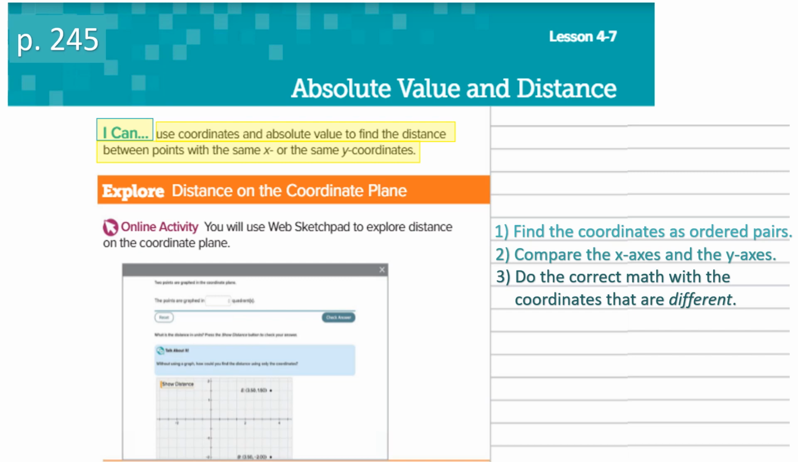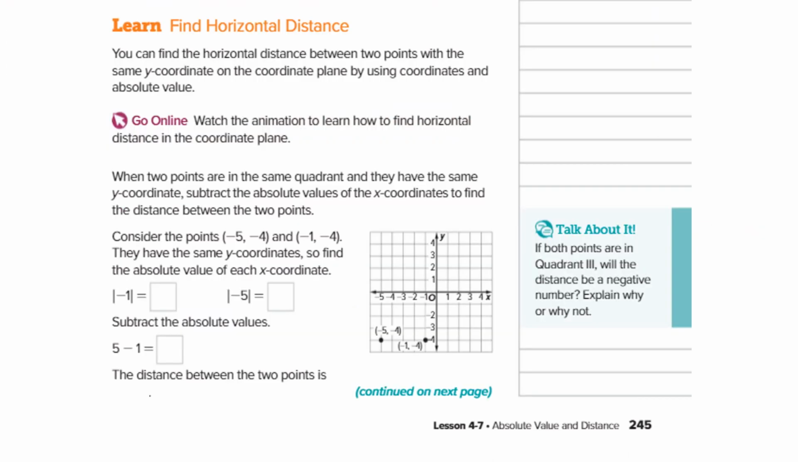So if I have 2 points that are straight across from each other, then that means either the x's are going to be the same, so I have to do the math with the y's, or the y's are going to be the same, so I have to do the math with the x's. Figuring out what math to do is the key.